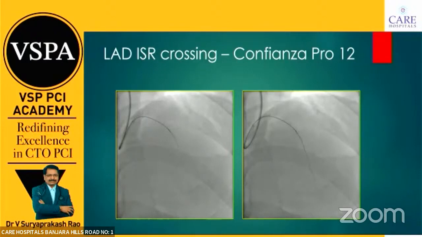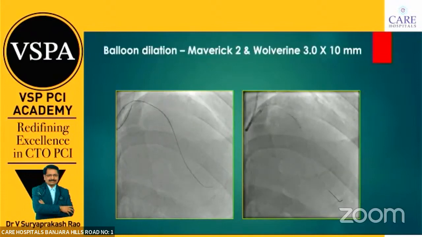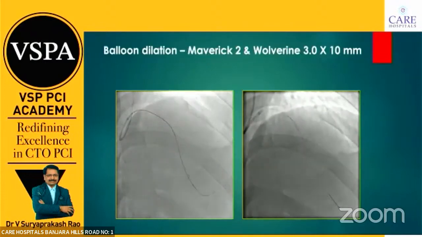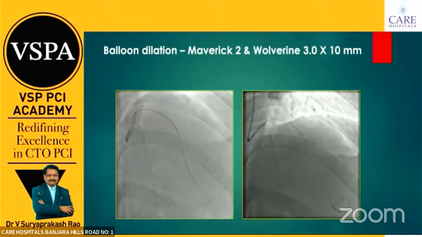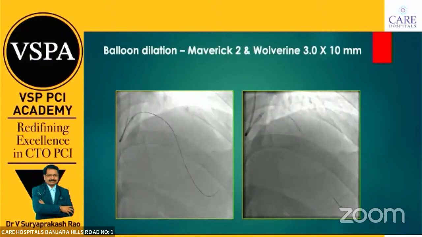So this Conquest Pro 12, the tip load is high. Once again, this is also a tapered wire. So the advantage as well as the limitation of the tapered wires is, if you advance the wire without a support, then it will go quite easily subintimal.